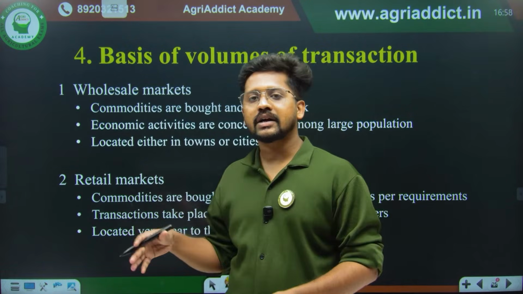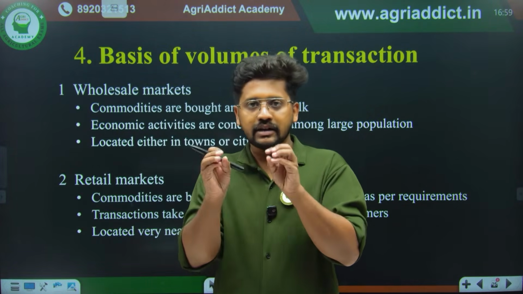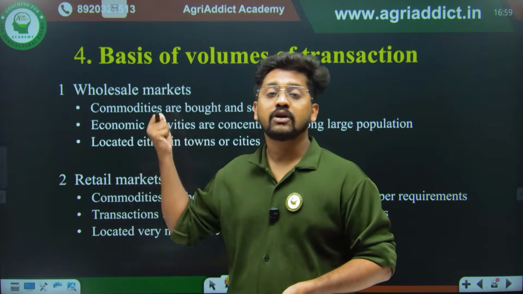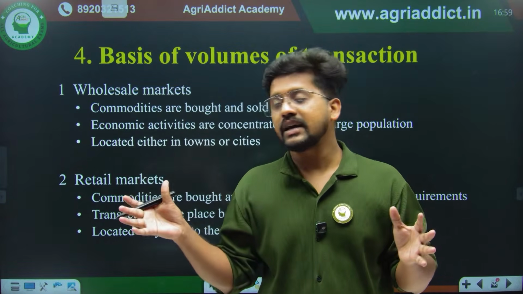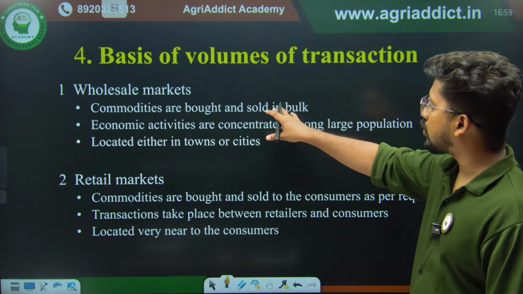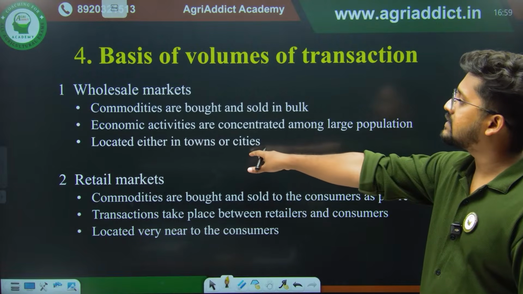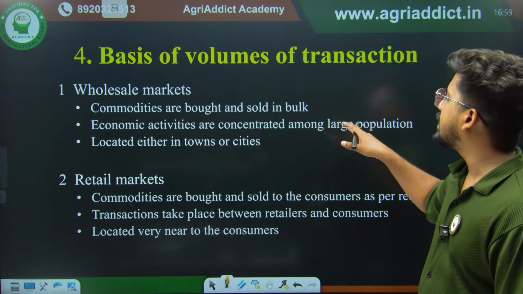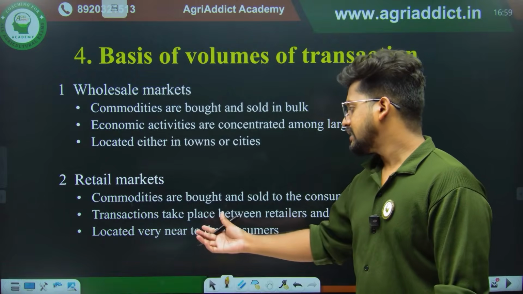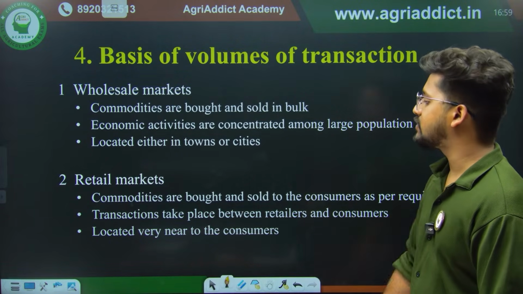So in the retail market, you will see things in small lots, because consumers will be directly approaching the retail market. In the wholesale market, you will see things in bulk, right? On the volume of transaction, commodities are bought and sold in bulk in wholesale markets, which are located either in towns or cities, where economic activities are concentrated among the larger population. And retail markets are located very near to the consumers, and transactions take place between the retailers and the consumers.